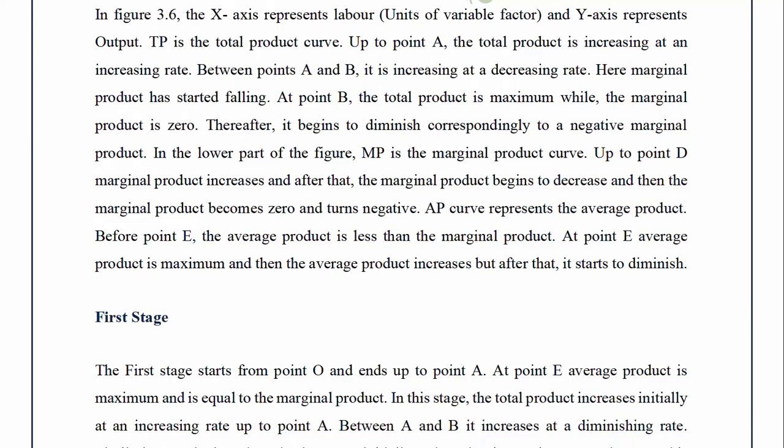In the lower part of the figure, MP is the marginal product curve. Up to point D, marginal product increases, and after that, the marginal product begins to decrease, and then the marginal product becomes 0 and turns negative. The AP curve represents the average product. Before point E, the average product is less than the marginal product. At point E, average product is maximum, and then it starts to diminish.